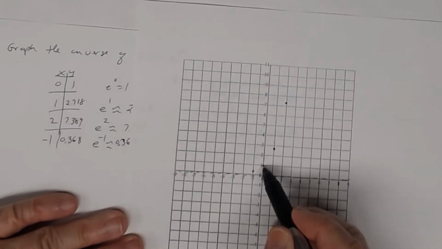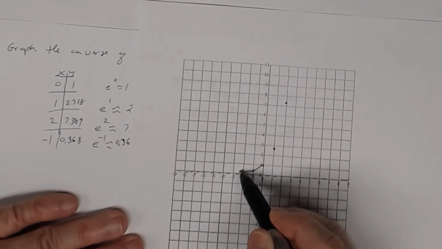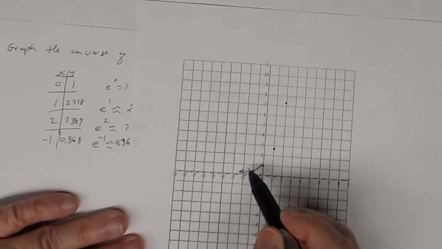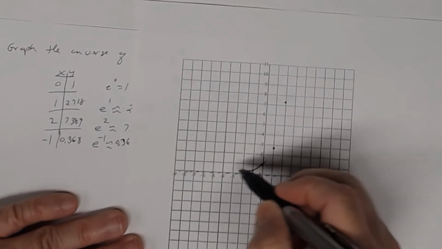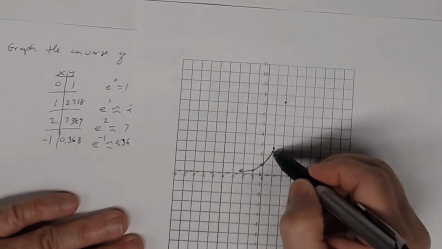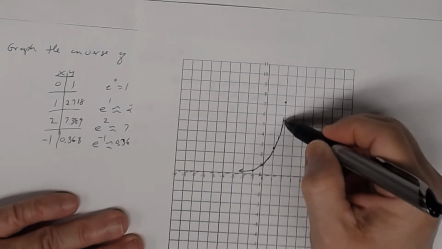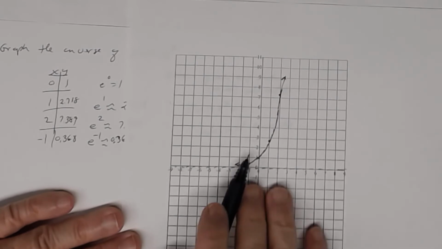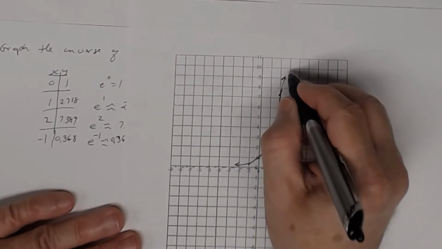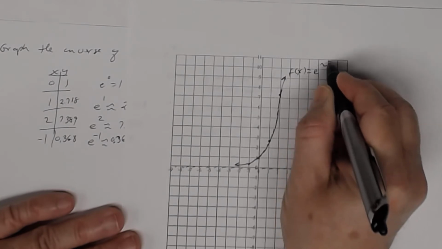Remember, your graph gets closer and closer to the horizontal asymptote without crossing it. Don't make it look like it goes back up, because we talked about that before. Some students inadvertently make the graph look like it's going back up, and it doesn't. It gets closer and closer to the horizontal asymptote. On the other side, as you go from left to right, the y values rise very rapidly, getting larger exponentially. So there's the graph of f of x equals e to the x.